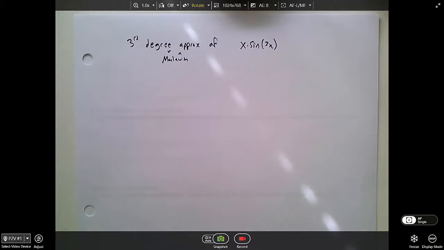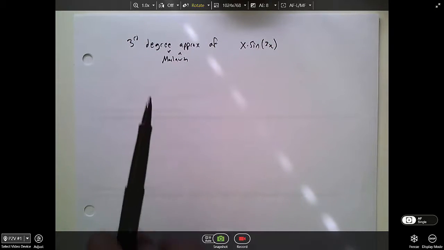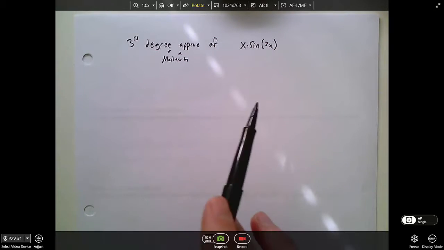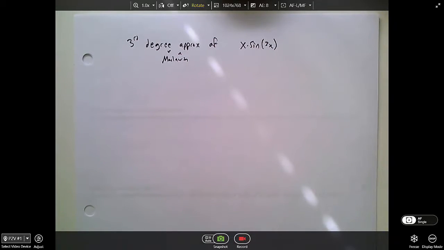Hi everyone. This last problem turned out to be a little more difficult than I expected, but I think we can still wrangle it, so let's take a look. First, I'm requesting a third-degree Maclaurin approximation for x sine 3x, and I give the hint that you should use the series you already know.